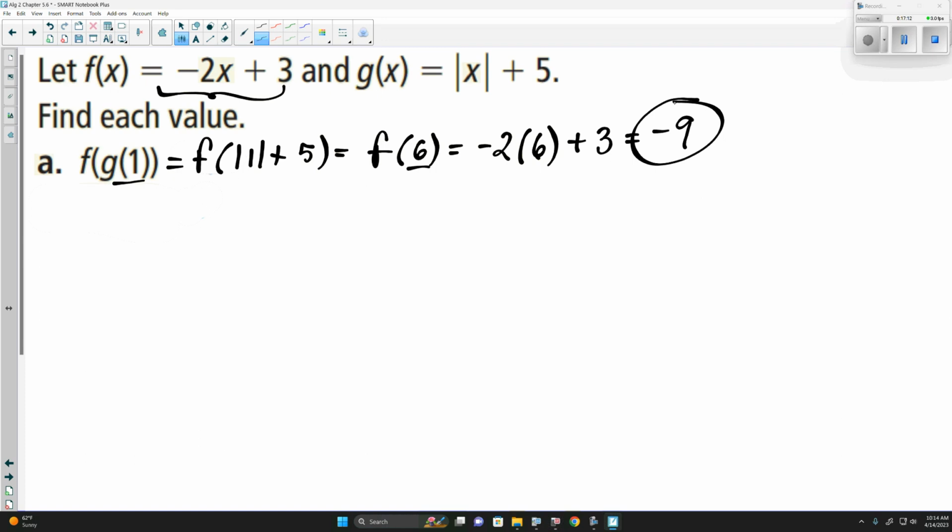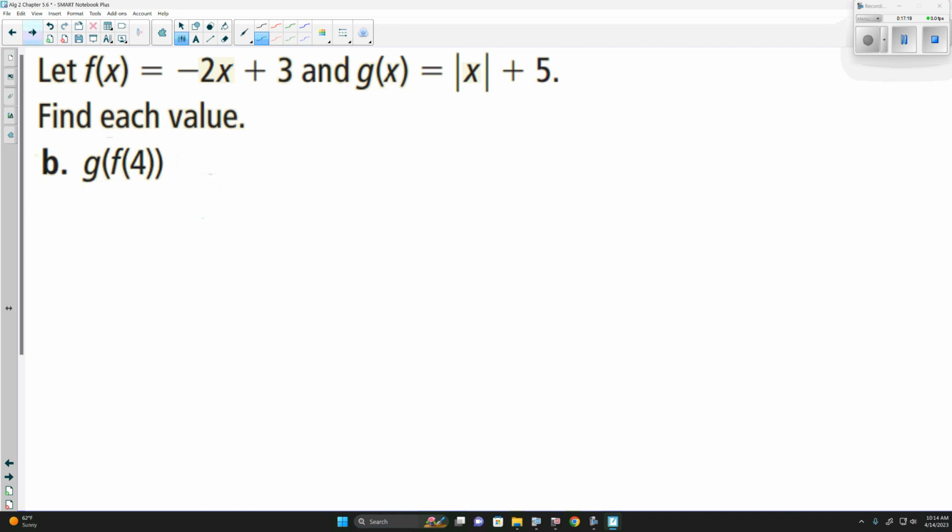Any questions on any of this here? Do we need to see another example of one of these?